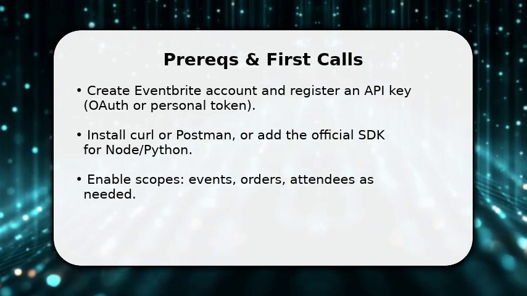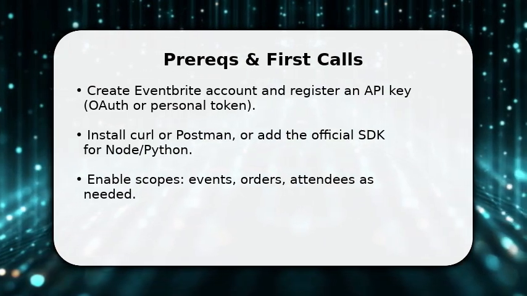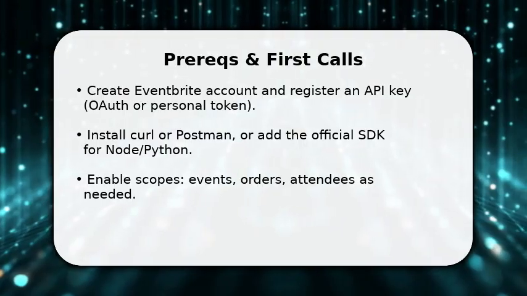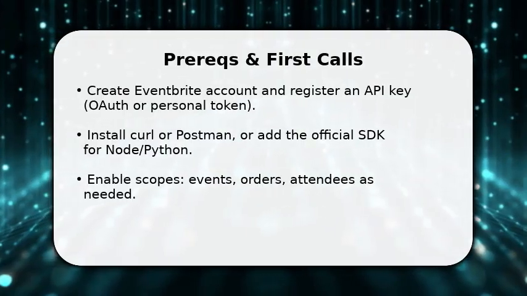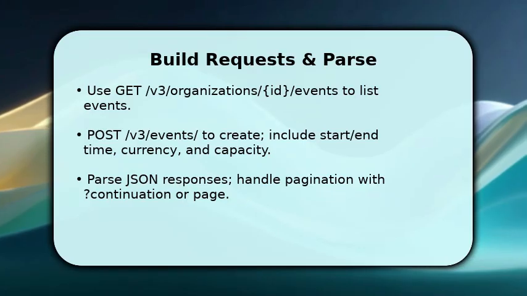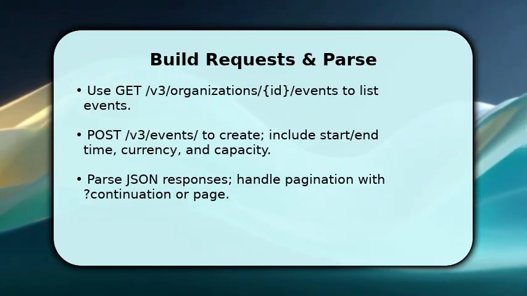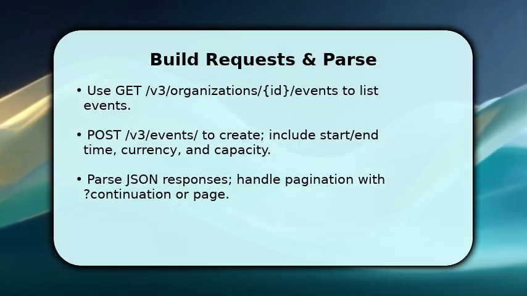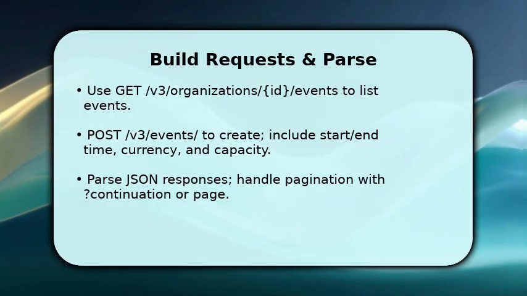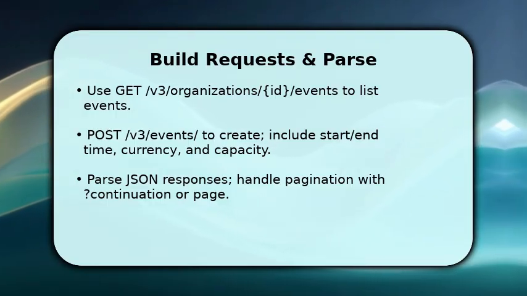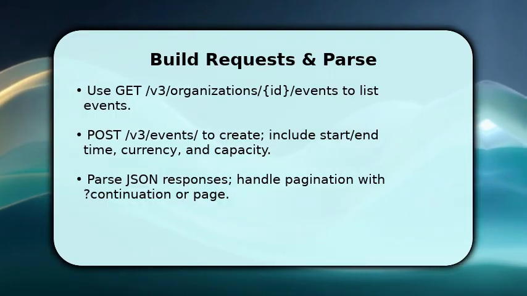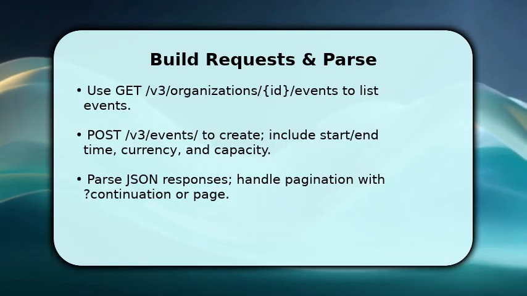Next, you assemble endpoints and payloads. Fetch your organization events with GET /v3/organizations/id/events to get ID and pagination tokens. When creating an event, POST to /v3/events/ with title, description, start/end ISO times, currency, and capacity. This ensures the event is valid.